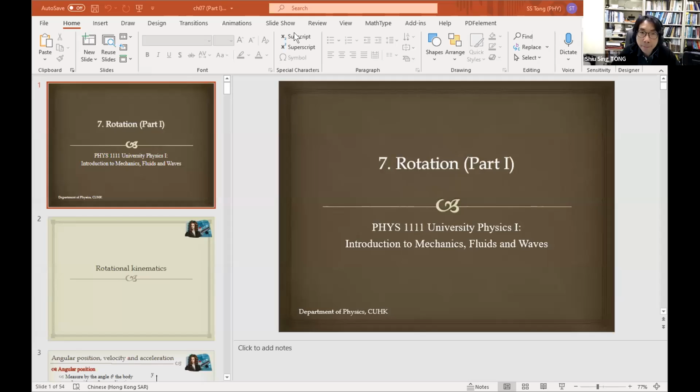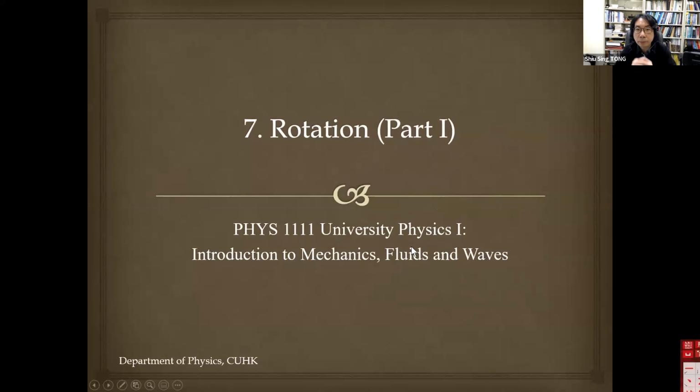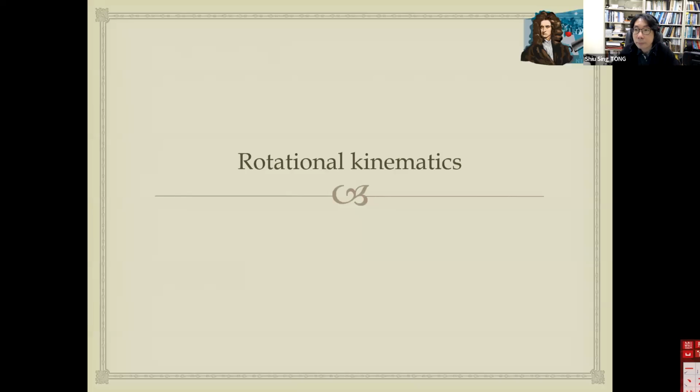The rotation is a long chapter. Okay, so I divided natural laws into two parts, and I will only introduce the first part in these few lectures for you. Now let's deal with the rotational kinematics.